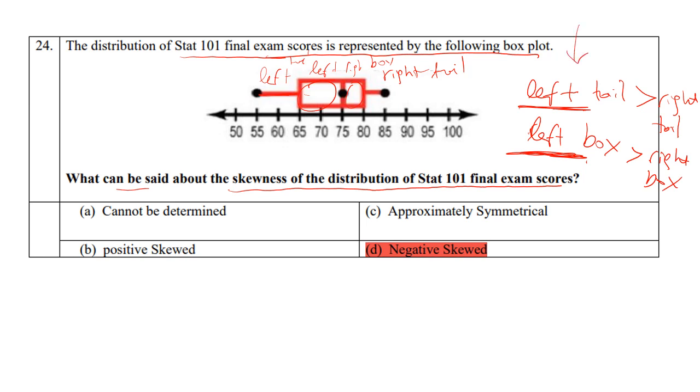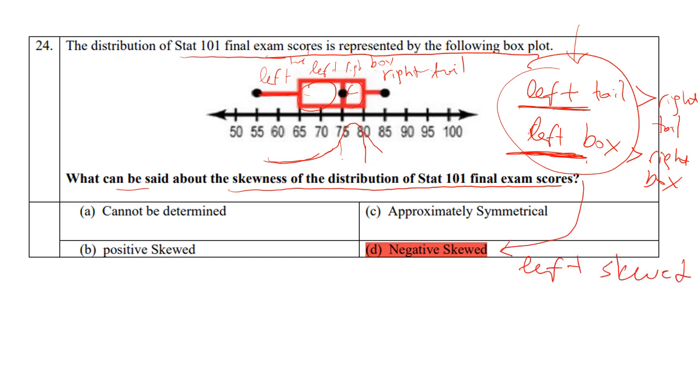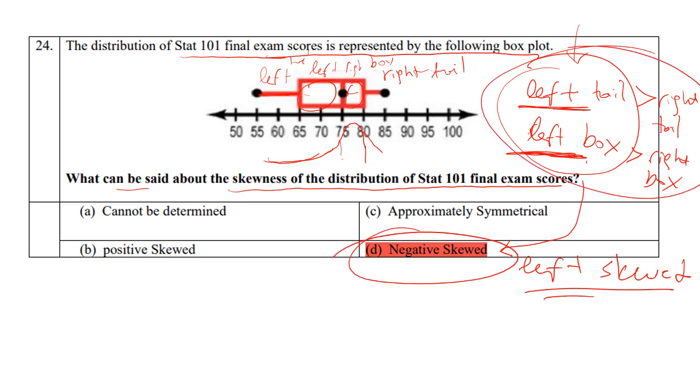When you try to draw the graph of it, you will have something like this. This part will be a little long. This was short here, but it will go up like short, and then it will go like this. So if the left is dominant, you say it's left skewed. Left skewed means negative skewed. So you can check the tails and the boxes here, left tail, left box. If you see left dominant, it's left skewed. If the right tail and right box are dominant, it's right skewed.